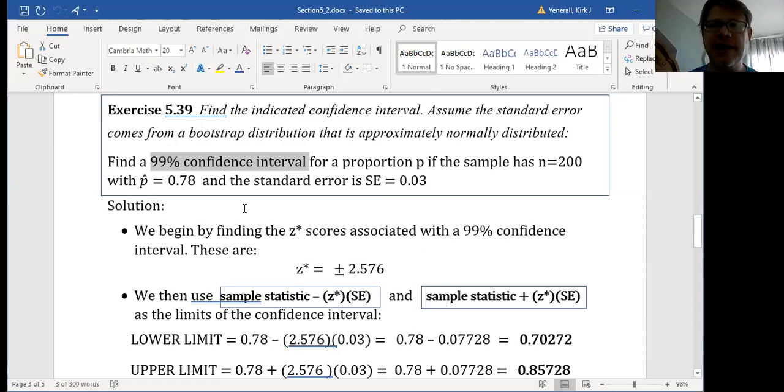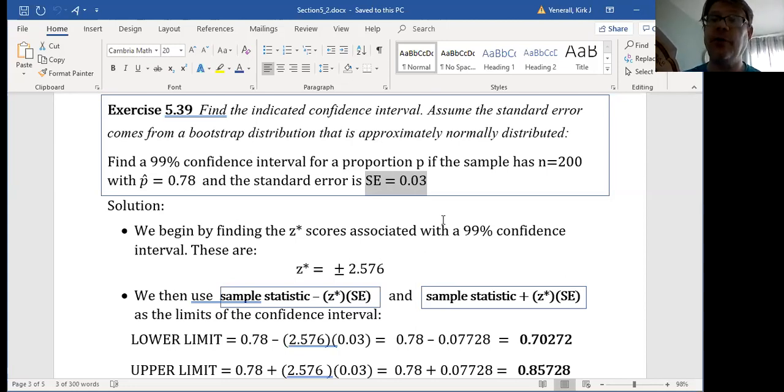They tell us that someone took a sample of size 200 and found a sample proportion of 78%. That was their statistic. We've also been able to find through bootstrapping that the standard error for these sample proportions is 3%. Given this information, given the size of the standard error, given the sample proportion, given the level of confidence that we want, we want to construct a 99% confidence interval for the unknown population proportion. How does it all start?